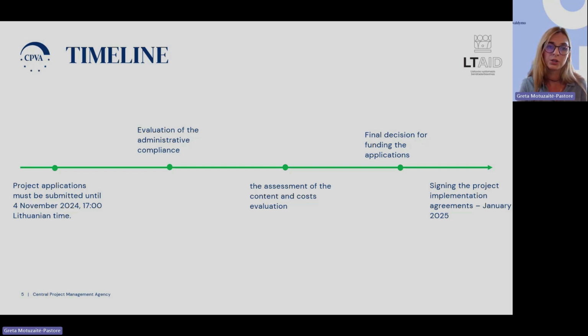All applications submitted until the deadline will be evaluated. Administrative compliance evaluation will be performed, and later content and cost evaluation. Only those applications that are confirmed as compliant, passing administrative compliance, will be assessed in the next evaluation stage. After the content and cost evaluation stage, the governing board will take a final decision for funding the applications, and we are expecting to sign the project implementation agreements in January 2025.